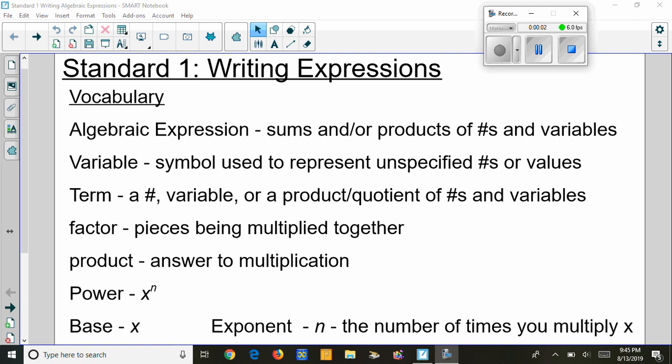Welcome to the first of our Algebra 1 videos. Let's start off with the vocabulary to our first topic, which is writing expressions.